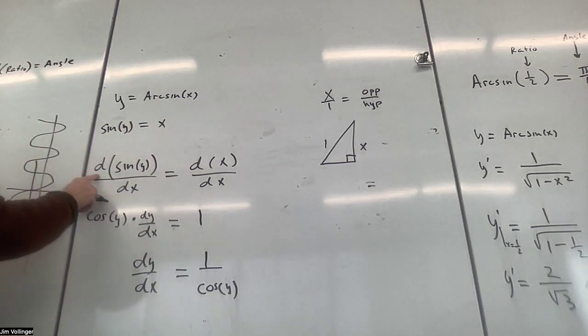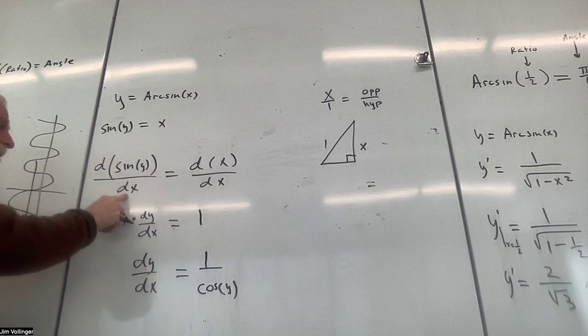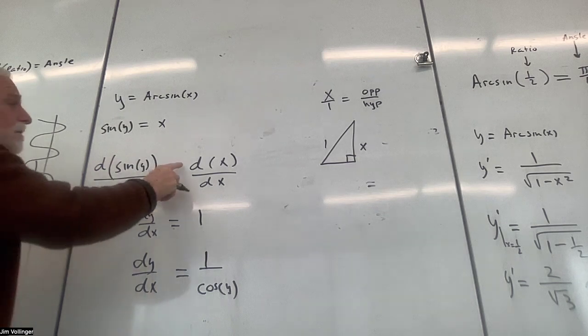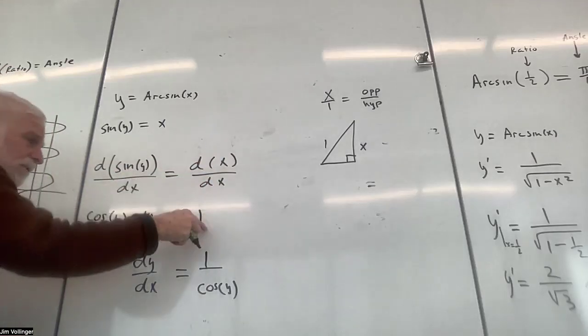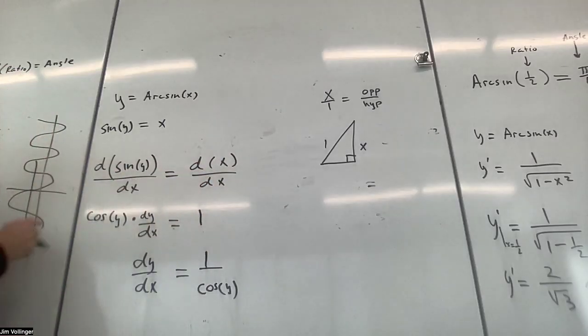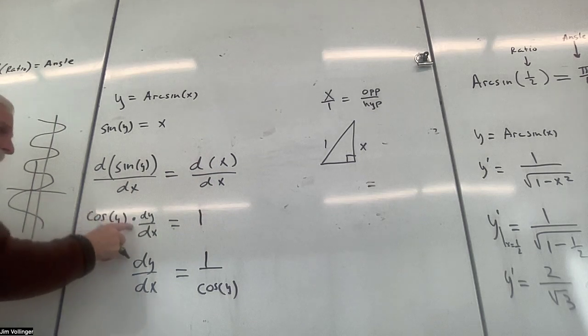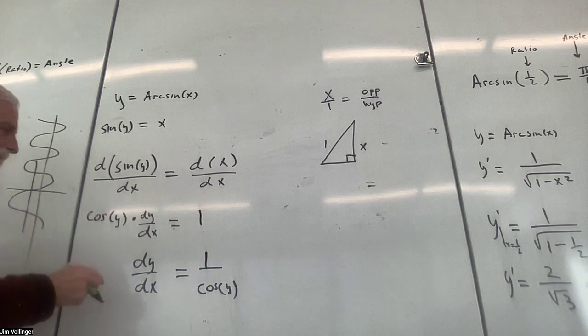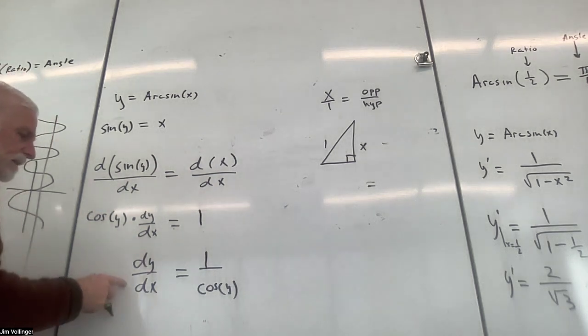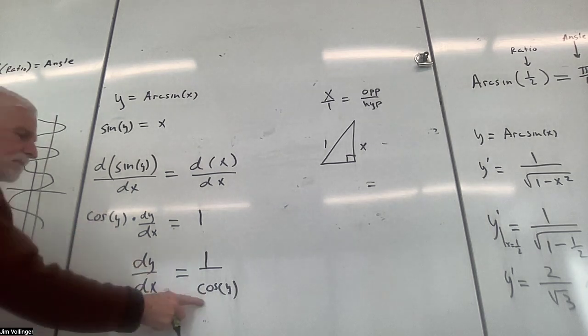So therefore, the derivative of the sine of y with respect to the change in x equals the derivative of x with respect to x, which equals 1. All right, and cosine y times dy dx is the implicit differentiation. So therefore, isolating dy dx, multiplication becomes division.